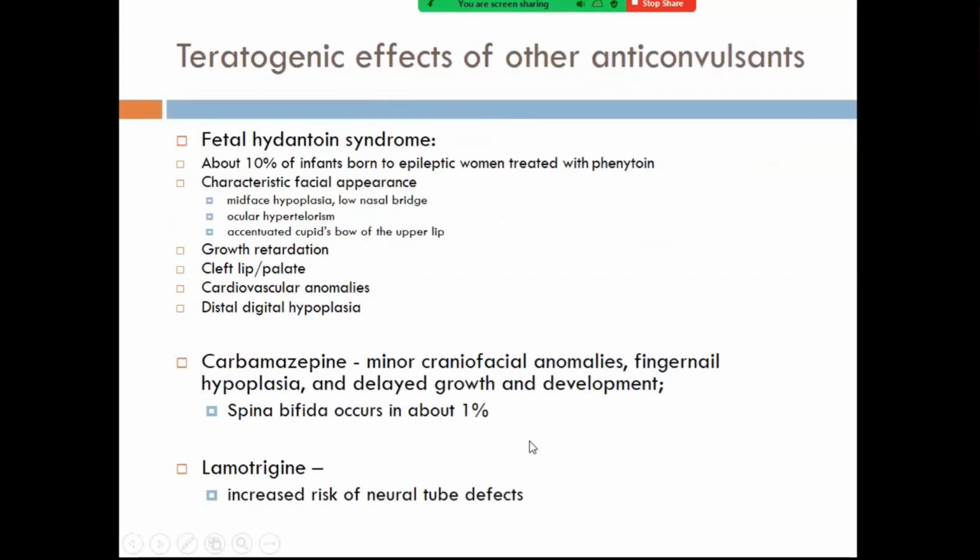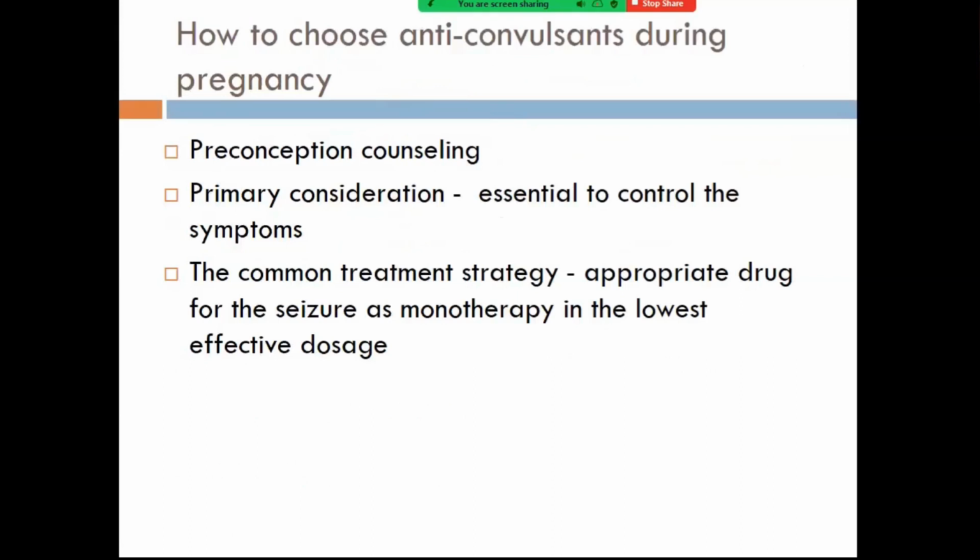And carbamazepine, I have already shown you a picture. There can be spina bifida in 1%. Lamotrigine, again, there is increased neural tube defect. Don't think that lamotrigine is safe.